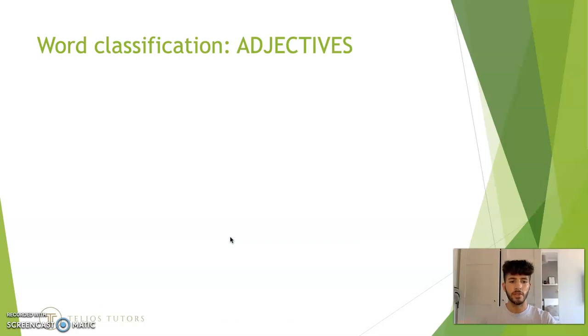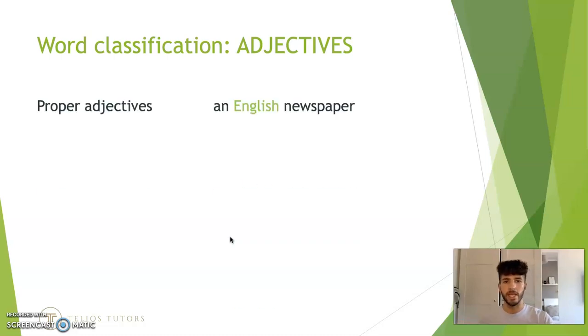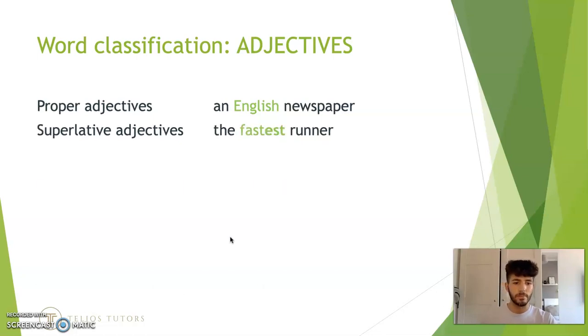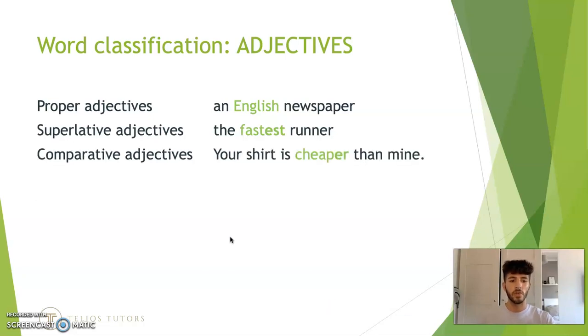Others include proper adjectives, which are formed from proper nouns such as, an English newspaper. You've got superlative adjectives, which compare different things, but describe the one which is the most extreme, typically ending in est, such as the fastest runner. And then you've got comparative adjectives, which are used to compare different things and just typically end in er, i.e. your shirt is cheaper than mine.